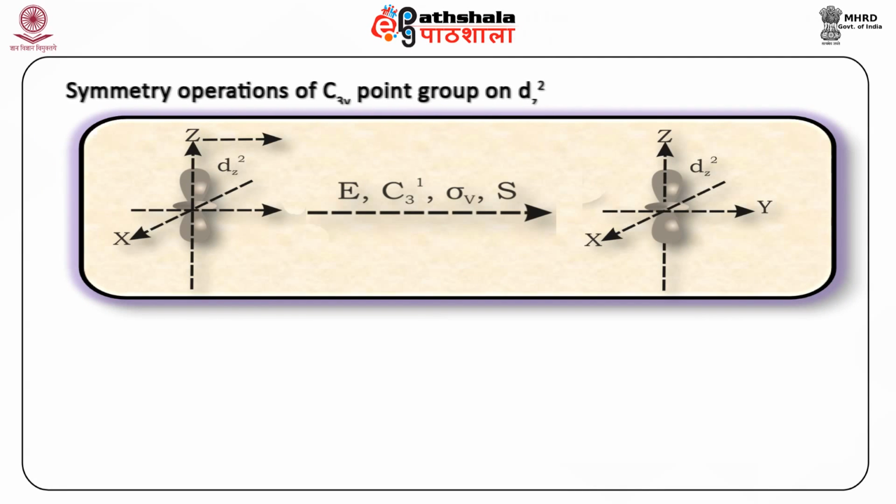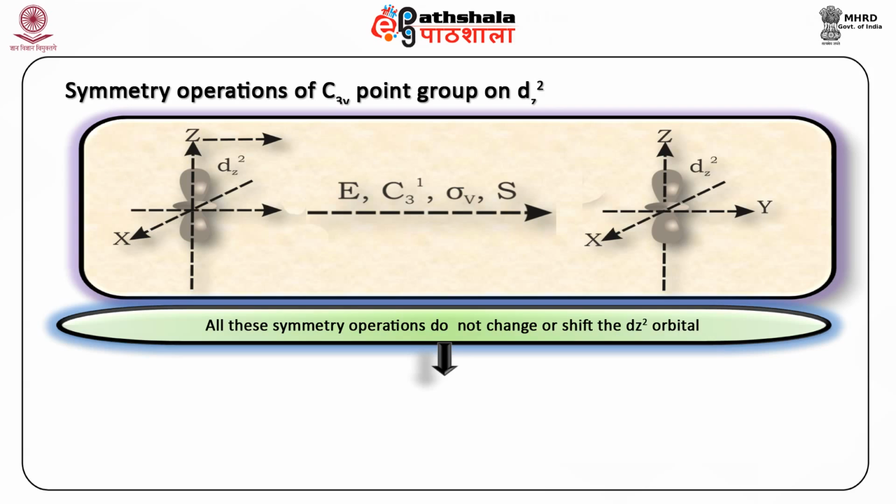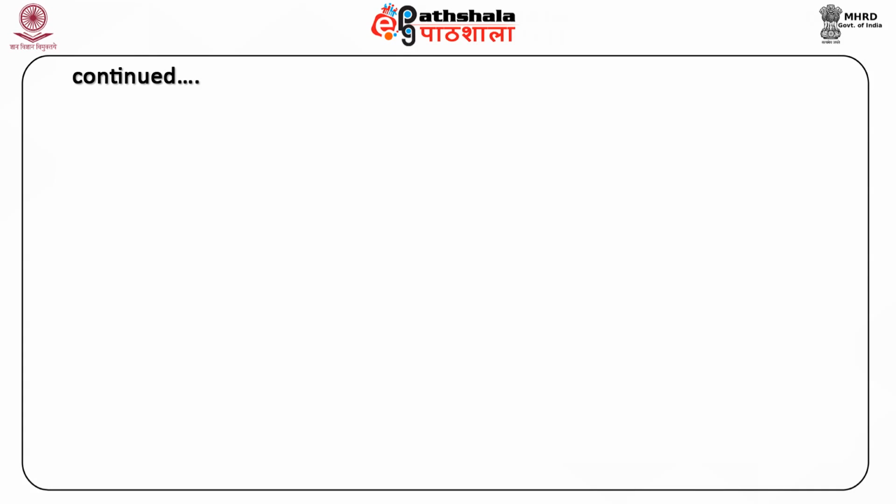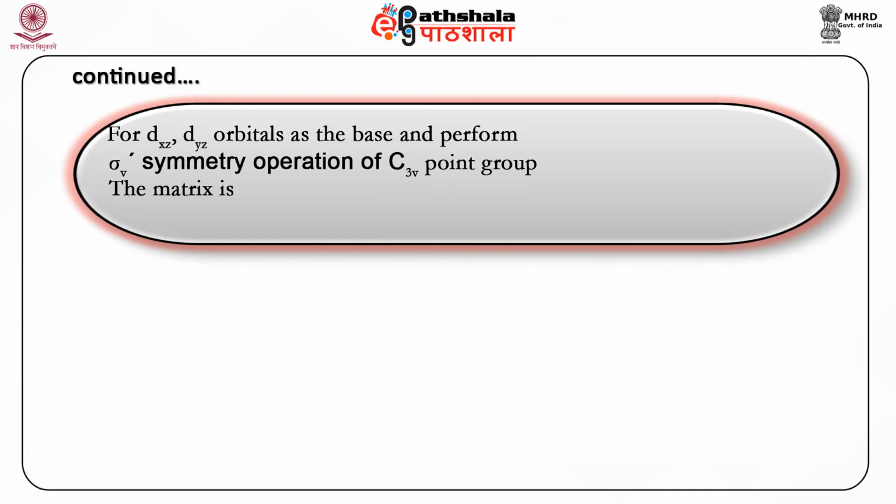Let us now take dz square on the central atom and perform some symmetry operations of C3v point group. All these symmetry operations do not change or shift the dz square orbital. It means the transformation matrix is 1. As we saw, we obtain a one-dimensional matrix. Similarly, if we take dxz, dyz orbitals as the basis and perform sigma v dash symmetry operation of C3v point group, we will get a matrix of the type as given. Thus, dxz, dyz orbitals do not mix with other d orbitals and these transform among themselves.